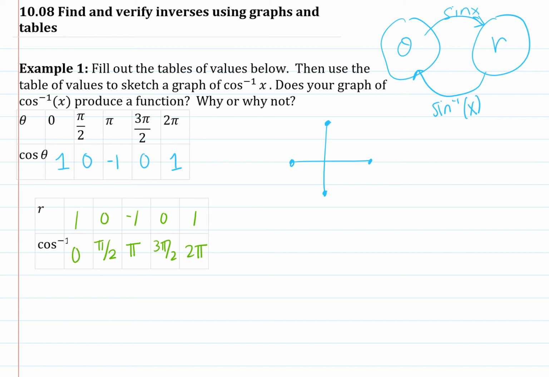Okay, so we filled out the table of values below. Now use it to sketch. So for the x value 1, this time we'll have the y value 0. The x value 0 will have the y value pi over 2. Oh, excuse me. We have the point 1, 0. We have the point 0, pi over 2. We have the point negative 1, pi. Now we have the point 0, 3 pi over 2. And the point 1, 2 pi.